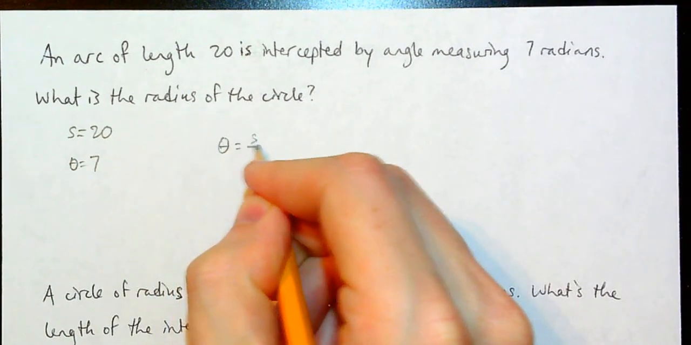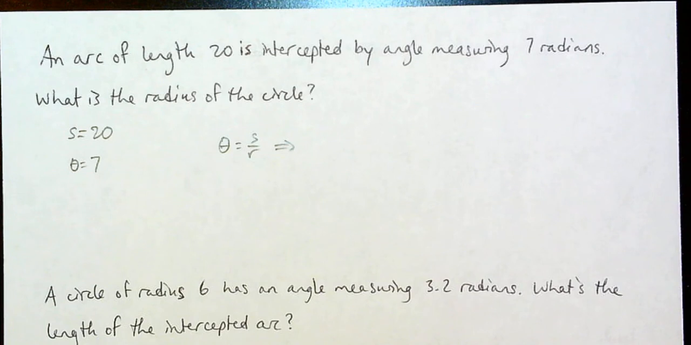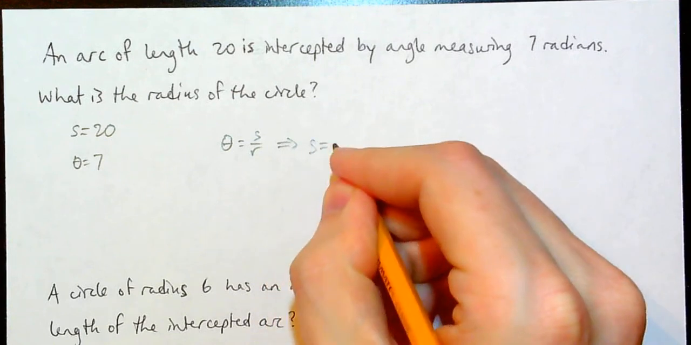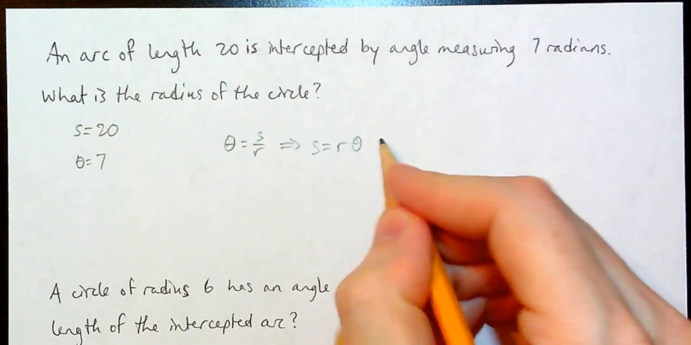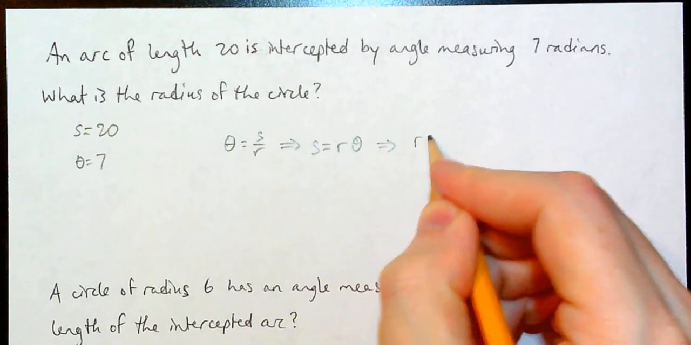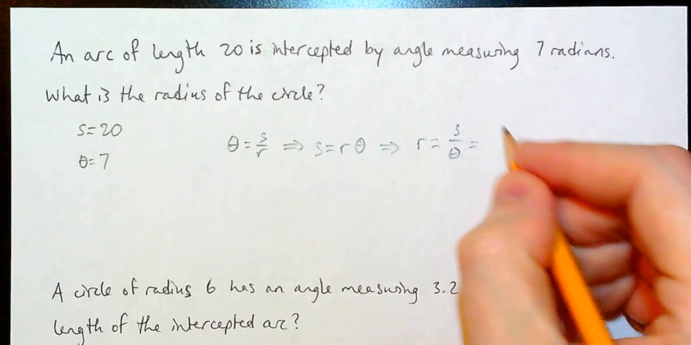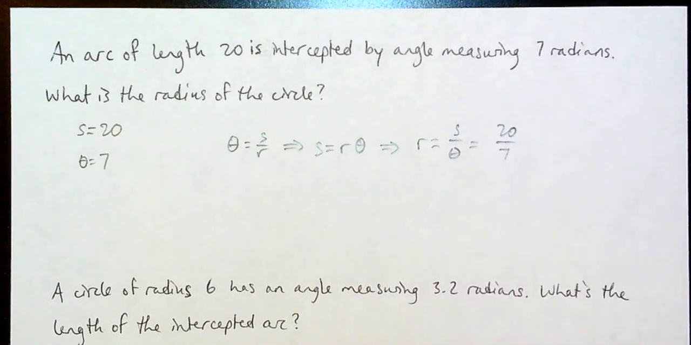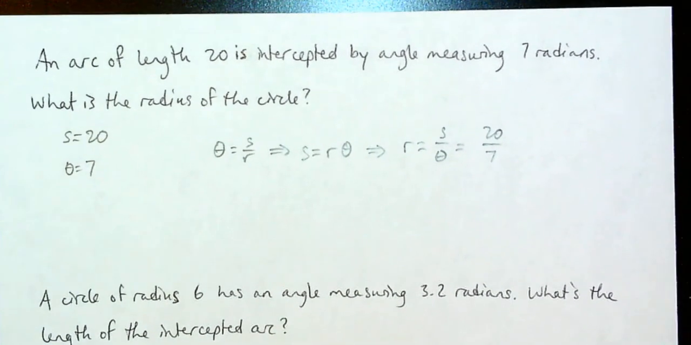Theta equals S over R. Well, to solve for R and to get R all by itself, I need to multiply both sides by R. So S equals R times theta. And then I'm going to divide both sides by theta to get R equals S over theta. And now just substitute in your values. S is 20 and theta is 7. So R is 20/7. And if it specified a unit like inches or feet or whatever, you would include your unit as well.